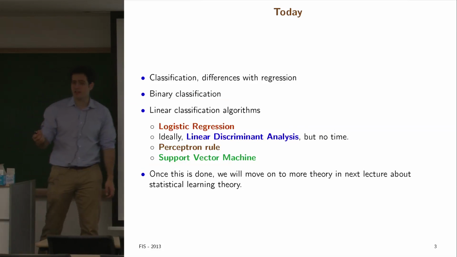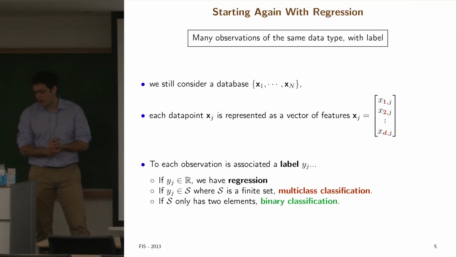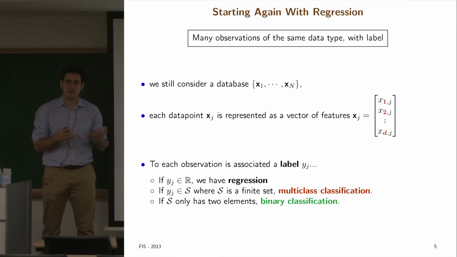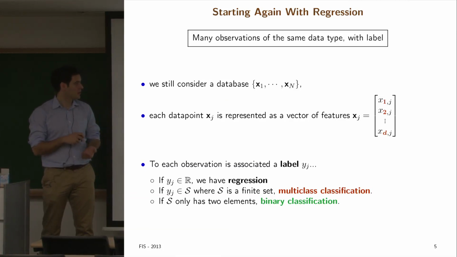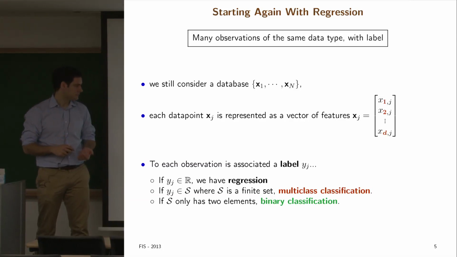And then from the next lecture, we will talk about statistical learning theory. I will explain what this is. So let's start with classification. The setting is exactly the same when it comes to observations. We will assume that we have vectors of real values, and each data point just represents a set of features.